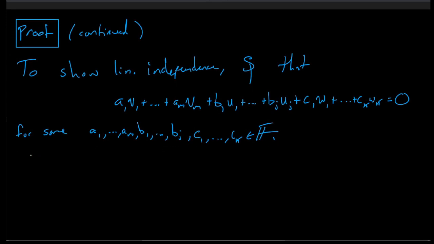Now, what we're going to need to do is show that all the a's, all the b's, and all the c's are equal to 0. That is the only linear combination of the list V1 through Vm, U1 through Uj, W1 through Wk, that is the list B, as we've called it. The only linear combination that is equal to 0 is the trivial linear combination, the combination where all the coefficients are equal to 0. Okay.